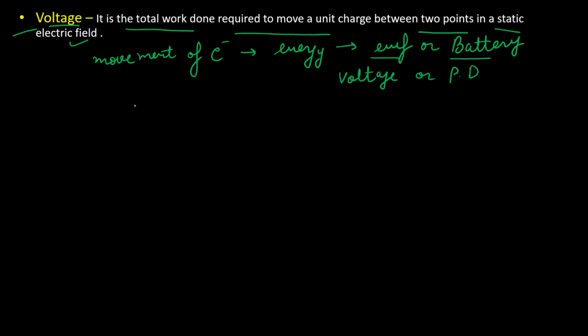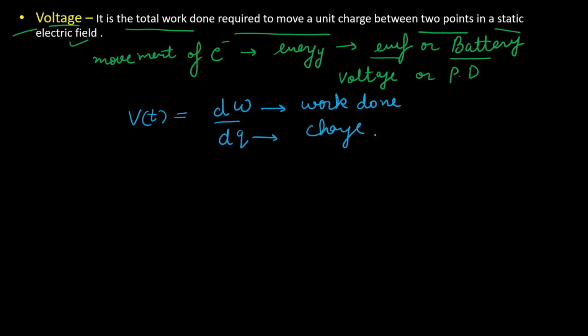Mathematically, voltage V of t is represented as dW by dQ. What is W over here? W stands for the work done. And what is Q? Q is the charge. This formula is important from a numerical point of view.